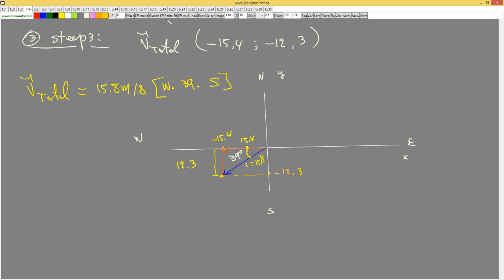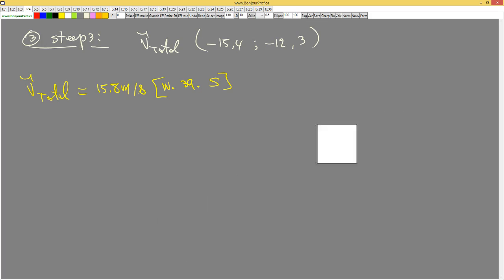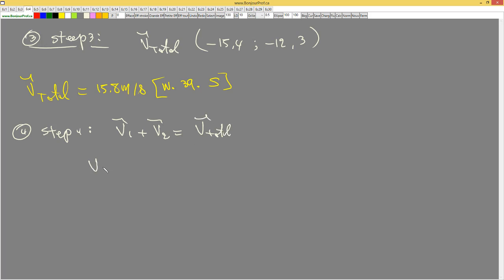So here, the fourth step is the answer. Step 4: V1 plus V2 equals V total. And V total is 15.8 meters per second west, 39 degrees south.